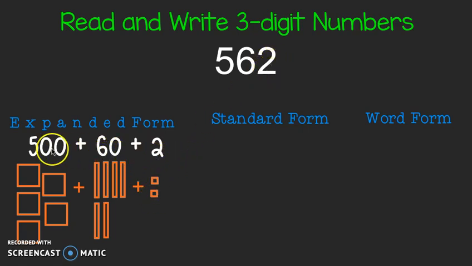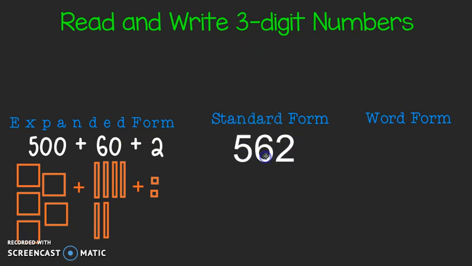And so notice how in expanded form I wrote the value of all three digits. 2 is the value of this digit, 60 is the value of my 6, and 500 is the value of my 5. And that's very important that we include every single digit in a number when we write it in expanded form. Standard form is the usual way that you see numbers.